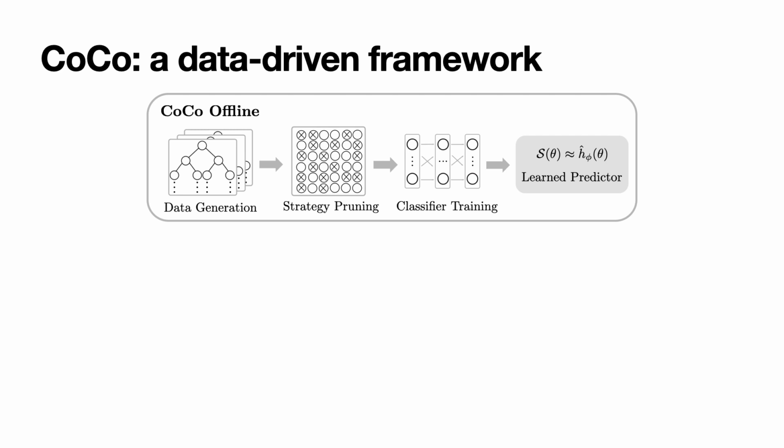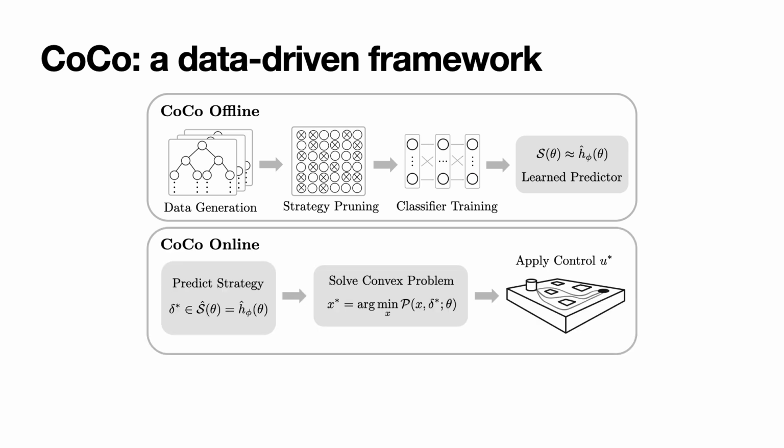We propose COCO, which stands for combinatorial offline, convex online. COCO consists of a two-stage approach. Offline, we solve a set of parametrized MICPs and tabulate the logical strategies found. We use these to train a neural network classifier that maps parameters theta to the optimal logical strategy S of theta. Online, we receive a new set of parameters. With a single forward pass of the classifier, we rank candidate logical strategies and use them to solve a finite set of optimization problems until either a feasible solution is found or the algorithm terminates with failure.